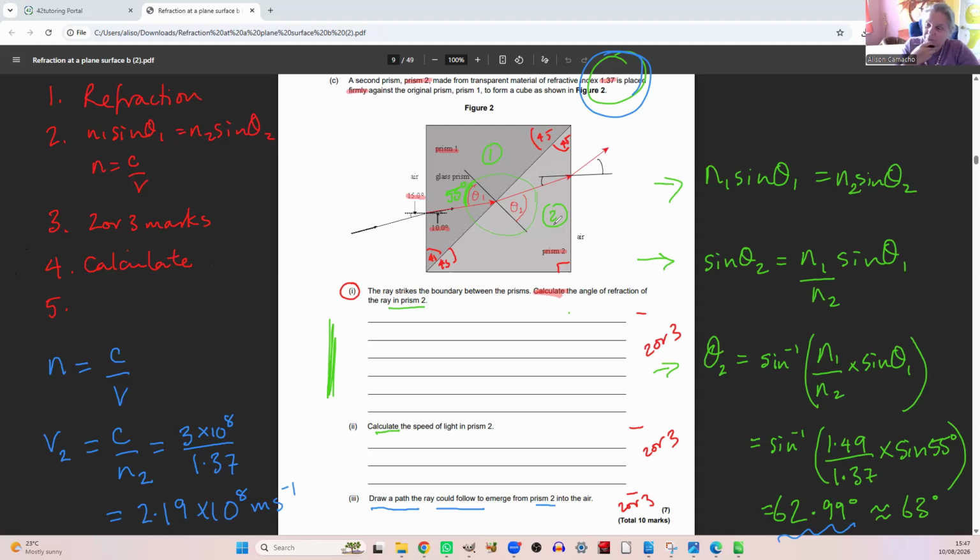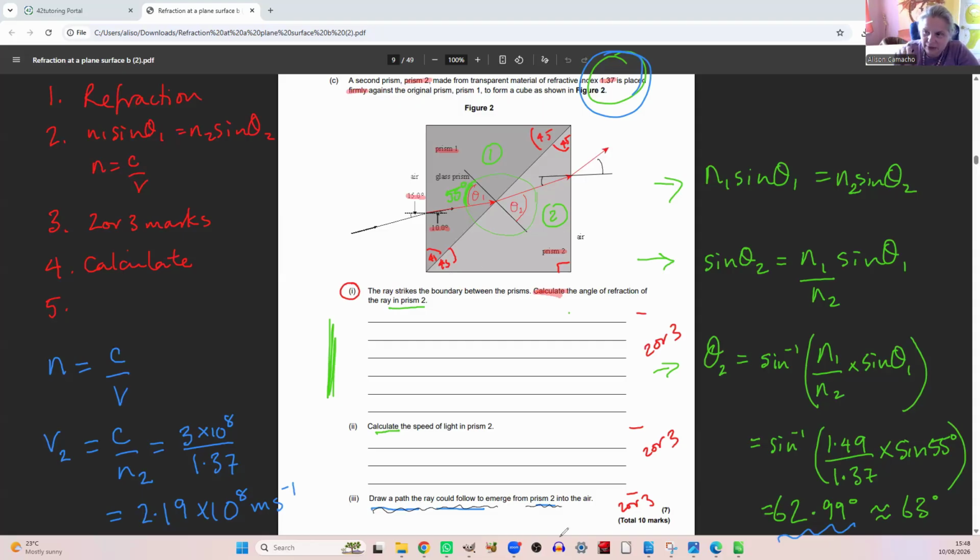But the symmetry is no longer there because we've gone to a different refractive index material. Okay, so that is drawing the path the ray could follow from prism 2 into the air. Can you see you've got to actually go into the air?